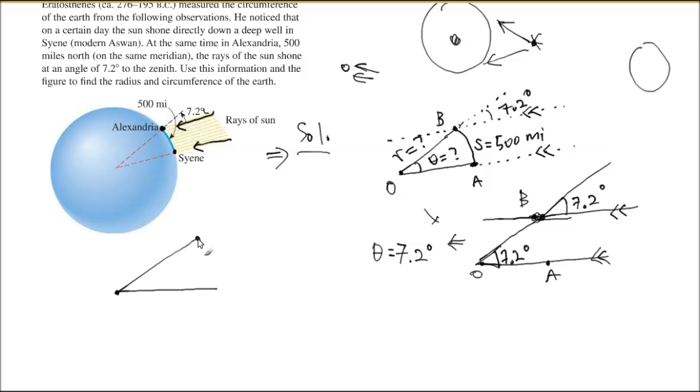So let me resketch that circular sector there. This is actually a lot bigger than 7.2 degrees. Let me exaggerate so that I can write things in. And what is the arc length? 500 miles, right? Whatever you get for the radius is going to be in miles. Okay?